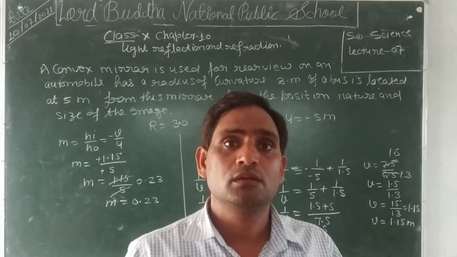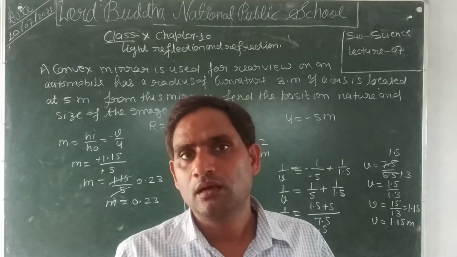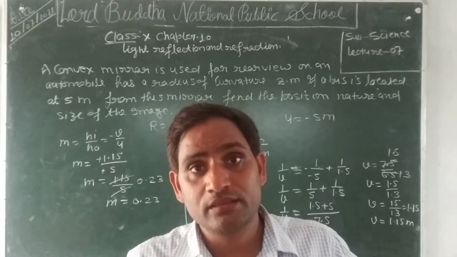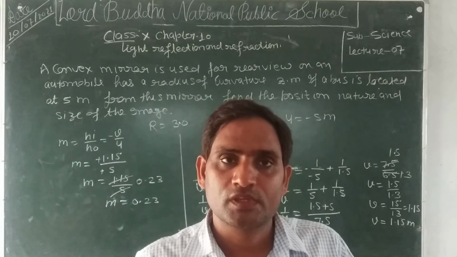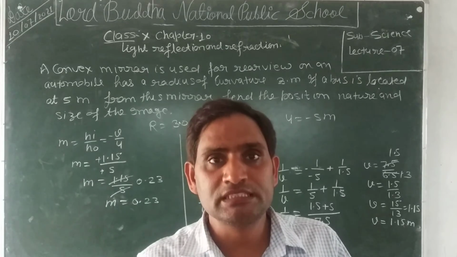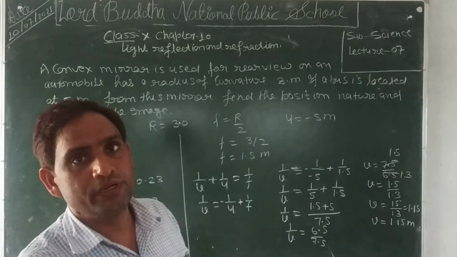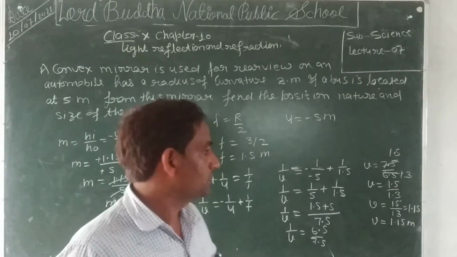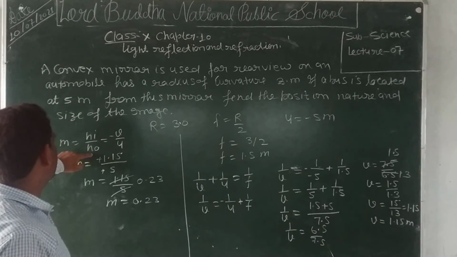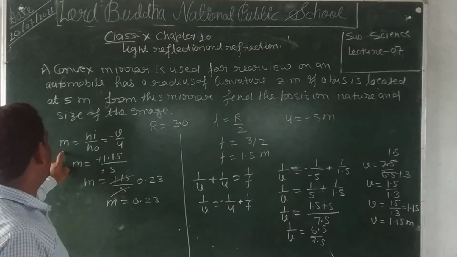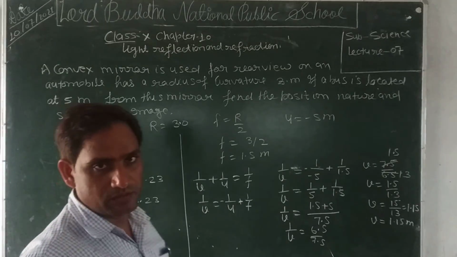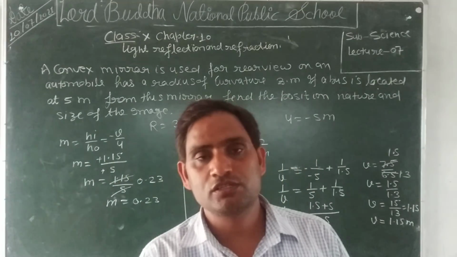The question has two parts. First, the position of the image. After that, it asks the nature and the size. Size we will find when the object size is given. Hence, here we find out the magnification. If the size of the object is given, then we can calculate the size of the image by the relation m equal to image size upon object size. When we put this value and the object size here, we can calculate the image size. Clear? In this way, this question is completed.